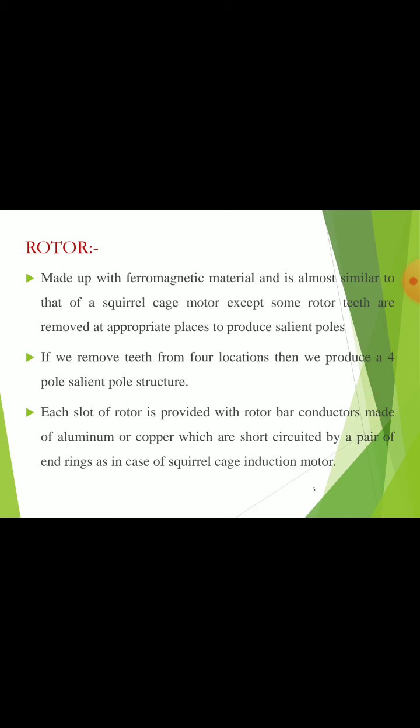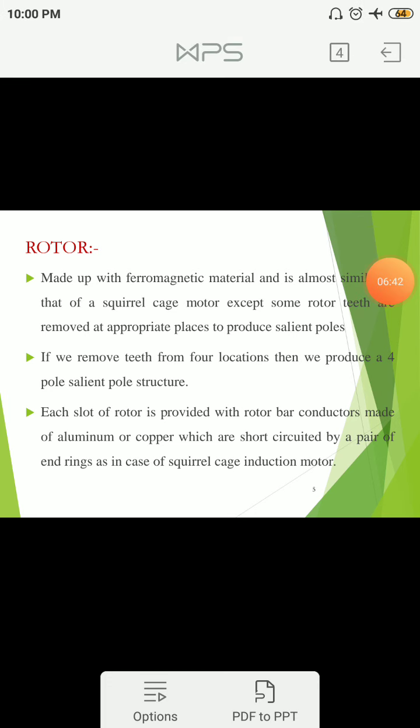Each slot of the rotor is provided with a rotor bar made of aluminum or copper, which are short circuited by a pair of end rings, as in the case of a squirrel cage induction motor. In a squirrel cage induction motor, we use end rings. For what? For the working of an induction motor, it needs a closed circuit. Only then, due to induced EMF, will current flow through the rotor. For that arrangement, we use an end ring. Here also, for starting, we need this induction phenomenon. Therefore, we are also using end rings.